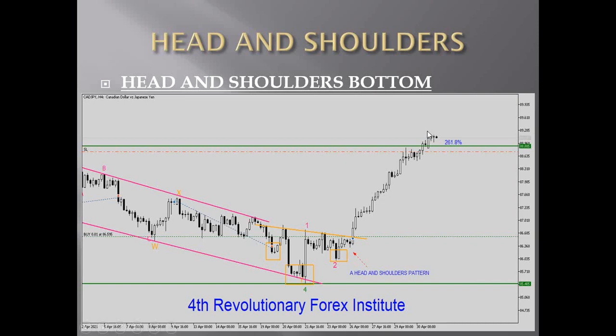There are two types of head and shoulders pattern: the head and shoulders top and the head and shoulders bottom. We only use the head and shoulders top to execute sell positions, and we use the head and shoulders bottom to execute buy positions, as I've done in these two examples. Before I go, traders, the head and shoulders pattern is one of the most reliable chart patterns that you will ever learn.